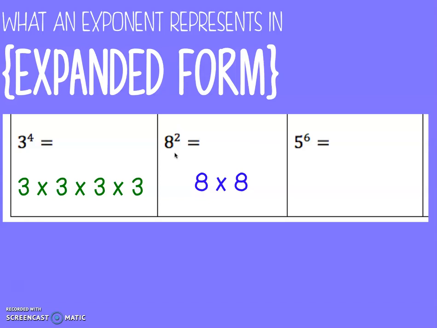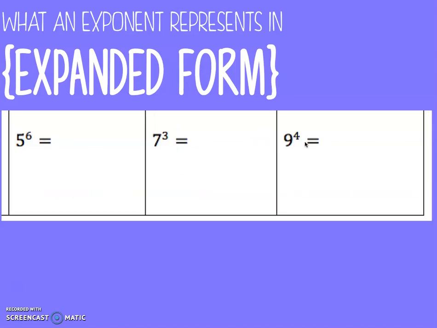Now be careful when you're writing this one because we're going to have to write 5 a couple of times here. It says 5 to the 6th power. And so that's just telling us we're going to take 5 times 5 times 5 times 5 times 5 times 5. Multiply 5 by itself 6 times. Okay. So that's expanded form.